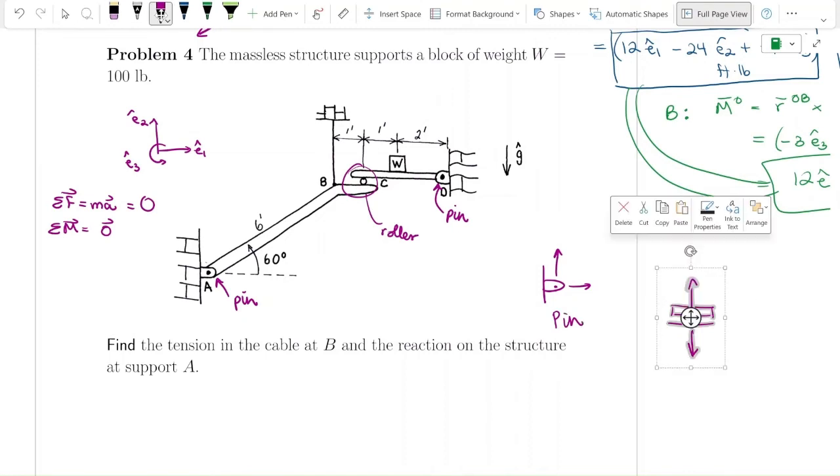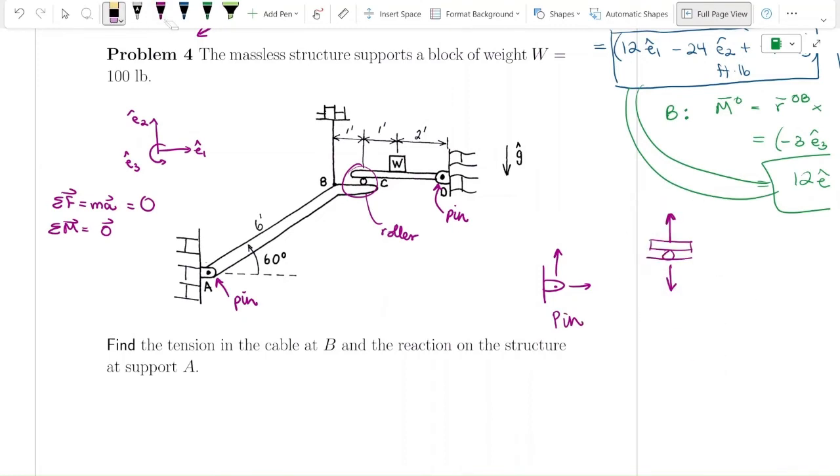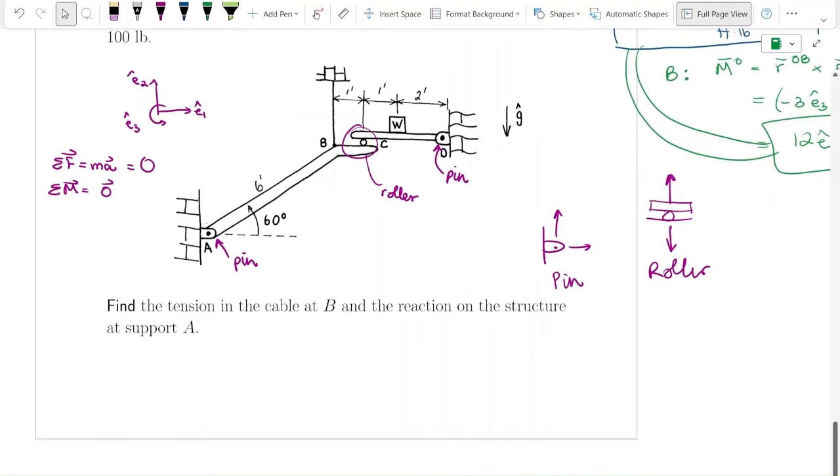Now, to figure out the reaction forces, this is a kind of complicated setup. The way to solve this is to break it down into the two different bars you can think of. In this case, notice that I have this bar, A, B, C, and then I have a second bar, which is B to D.